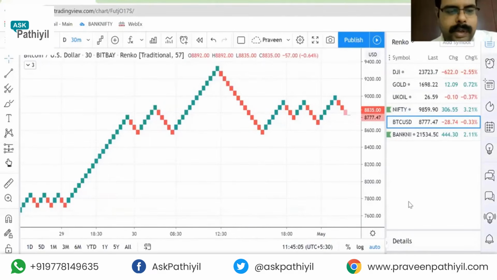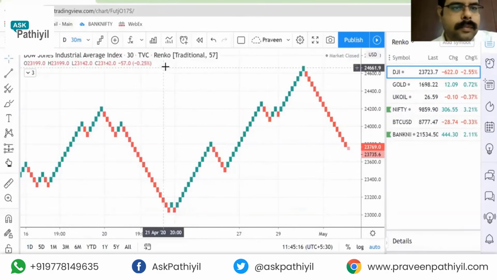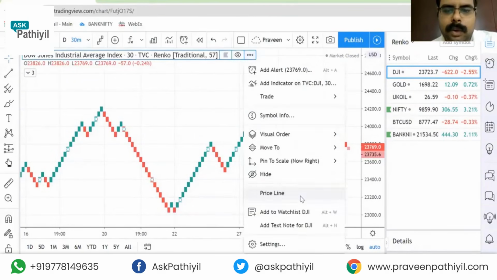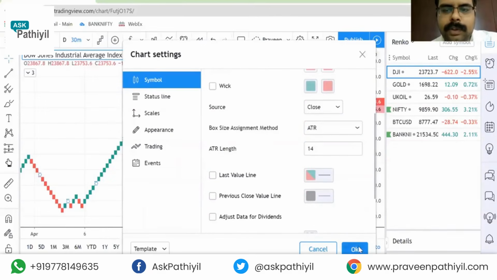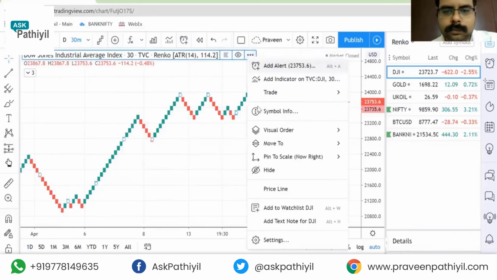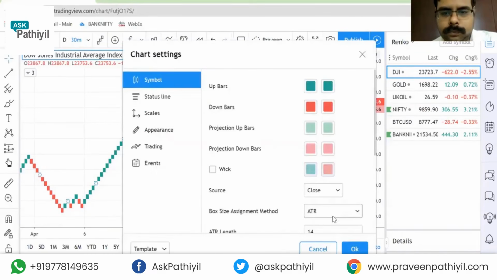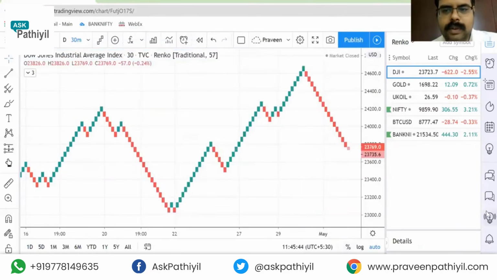Just taking you to different charts. This is Dow Jones, 30 minutes. First I need to go and find out what exactly the ATR 14 value is. It's again 114. So 57. I'm done.